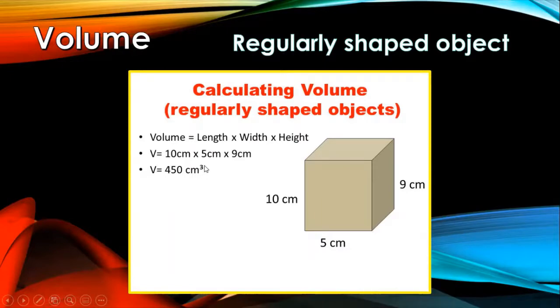Because we're working with volume. Please correct me if I'm wrong. It says 10 centimeters times 5 centimeters times 9 centimeters. So there are 3 of them: 1, 2, 3. That's why it's cm to the power of 3. There are 3 measurements. Do you have to write the centimeters here and here? No, it doesn't have to be written in.